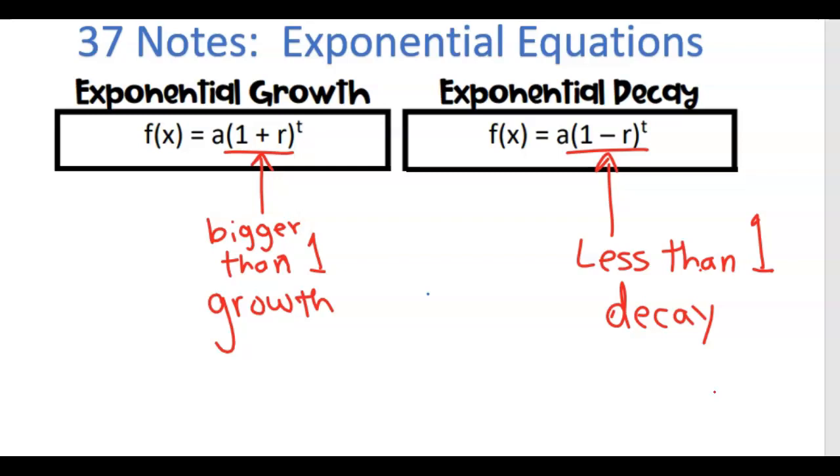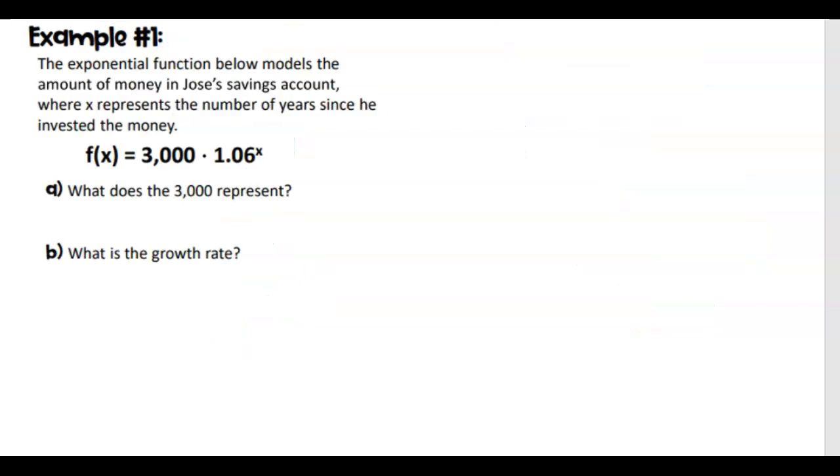Now, as I told you yesterday, I like this unit because there's all kinds of real-life applications of this type of problem. If you put your money in a bank in a savings account, do you know that you would expect the money to increase in the savings account? Because the bank will pay you interest for putting your money in the bank. Did you know that's what they did for a savings account? So, the exponential function below models the amount of money in Jose's savings account, where x represents the number of years since he invested the money.